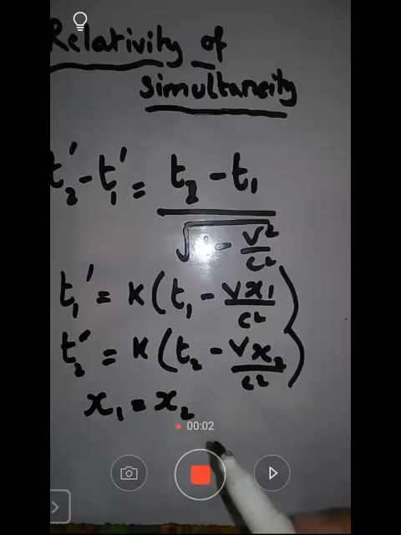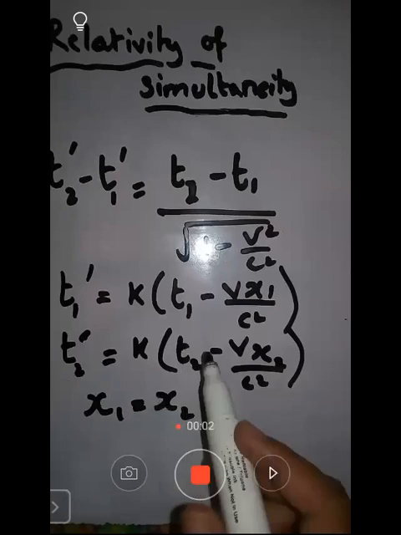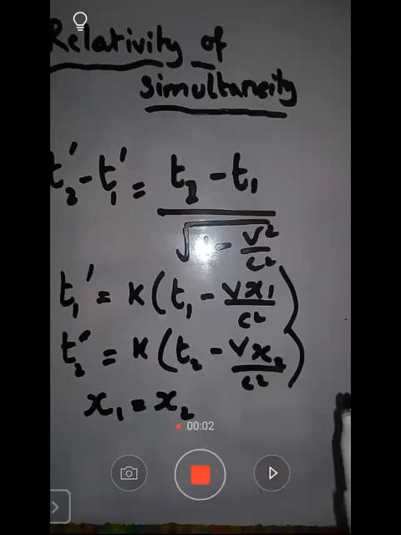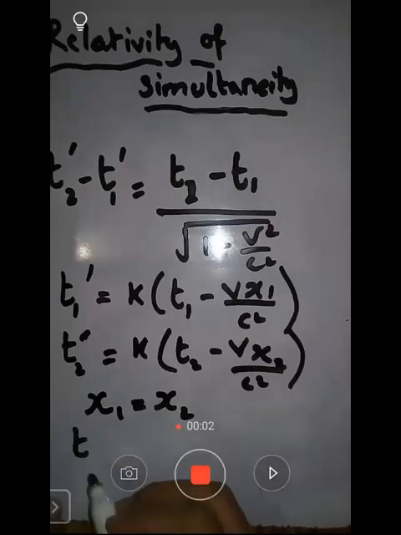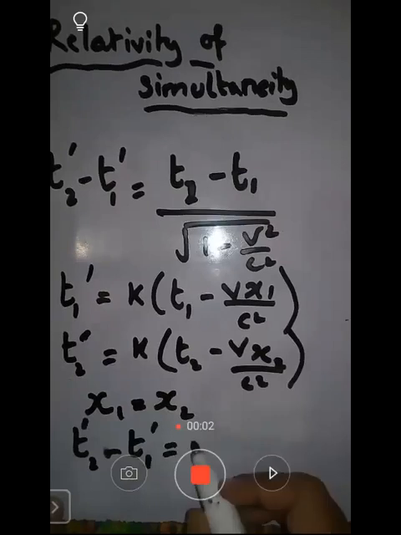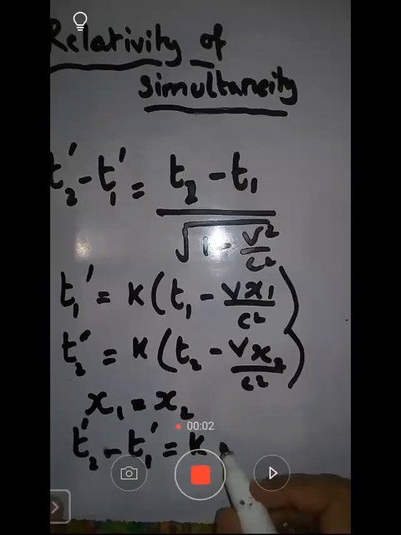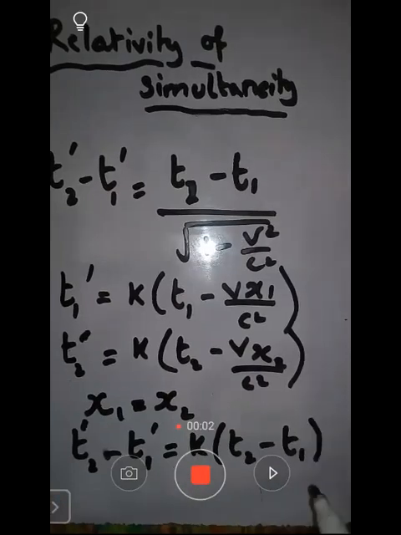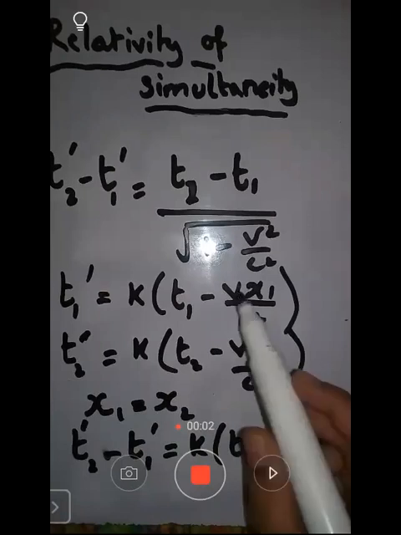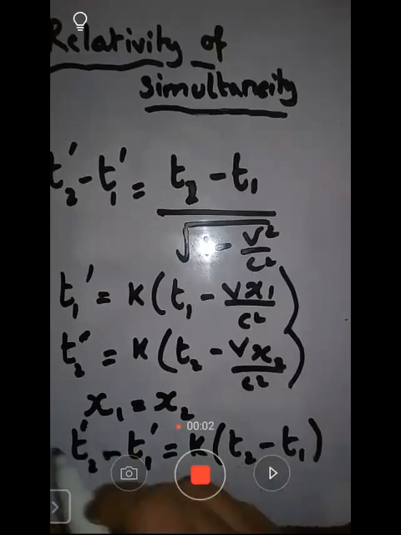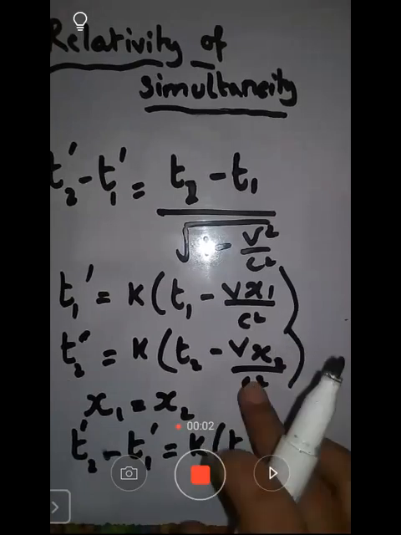For that case, we will consider the relation, rearranging it: T2 dash minus T1 dash is equal to K (T2 minus T1). This relation only occurs when X1 is equal to X2. The relation we derived earlier, when we cancelled out Vx1 over C square with Vx2 over C square, can be cancelled only if X1 and X2 are both equal, meaning the event is occurring at the same spot.